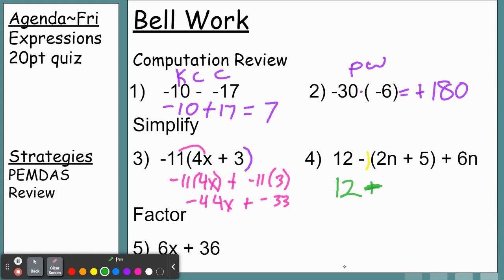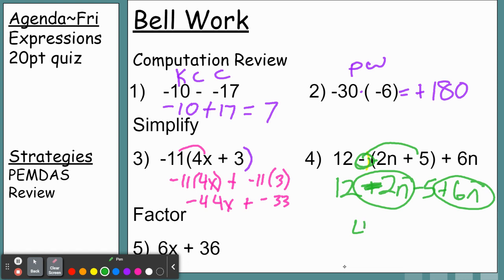So you're really going to keep this as subtraction. Because what's the opposite of having a positive 2n? Subtracting 2n. What's the opposite of adding 5? Subtracting 5. Plus 6n. We get rid of this subtraction sign when we distribute it. All right, so I can only put together my negative 2n and my positive 6n to get 4n. I can put 12 minus 5 together, which gives me plus 7. And so that's your final answer.